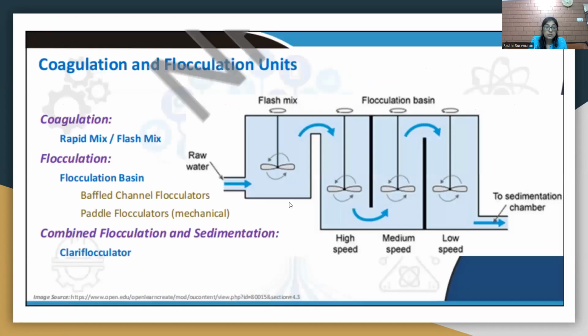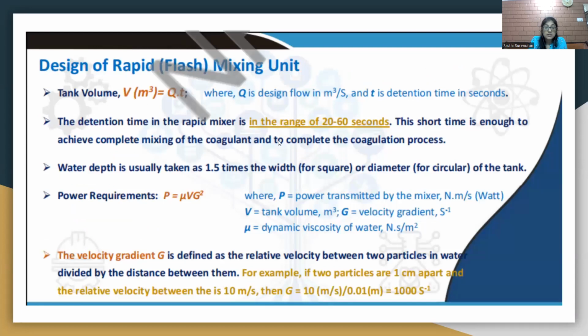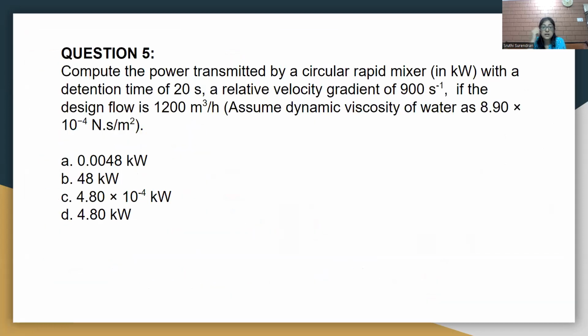So this requires using these formulas. We know the tank volume as Q into T, discharge into detention time. Then power is calculated by mu v g square, where mu is the dynamic viscosity, v is the volume, g square is the velocity gradient given in per second. So it is using these two formulas that this problem will be done. If you can do it, it would be nice. It would be good if you could do it and give the answer here.